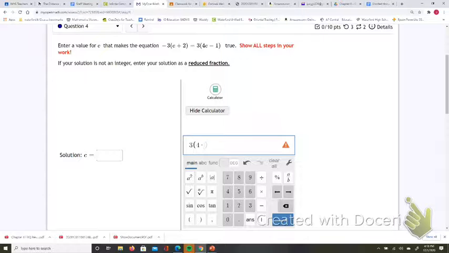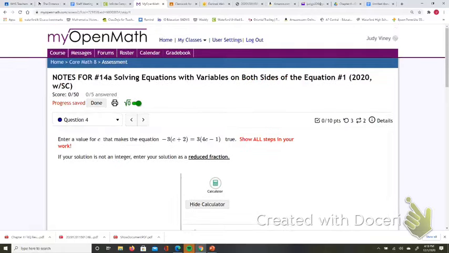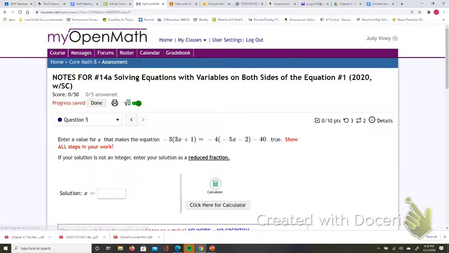Now remember that for c I got negative 1/5. So negative 1 over 5. And then it says minus 1. Minus 1. And look, negative 5.4. So again, it checks. So I type in negative 1 over 5 and I submit. And I go on to number 5.